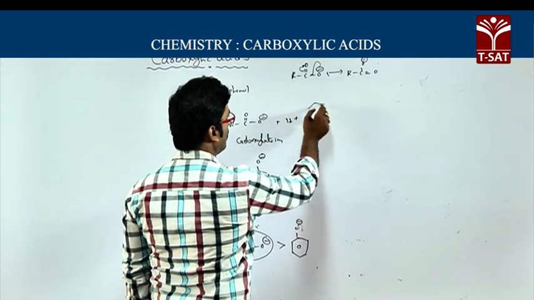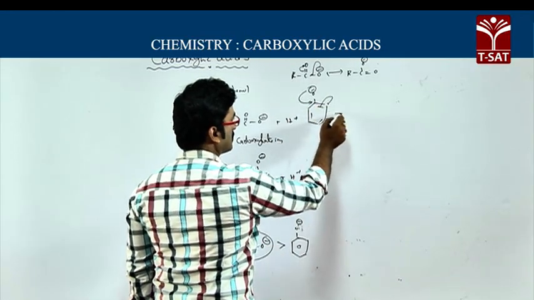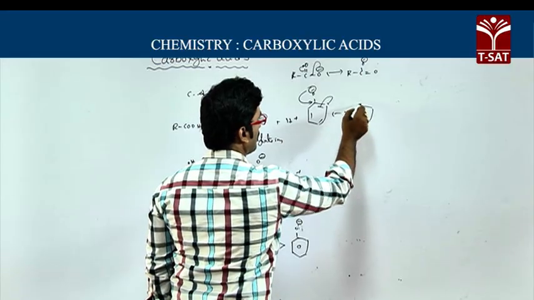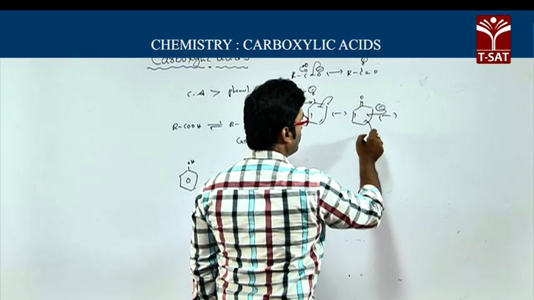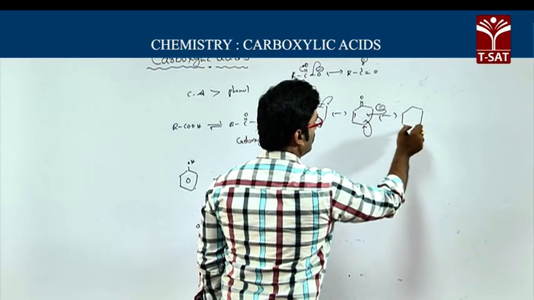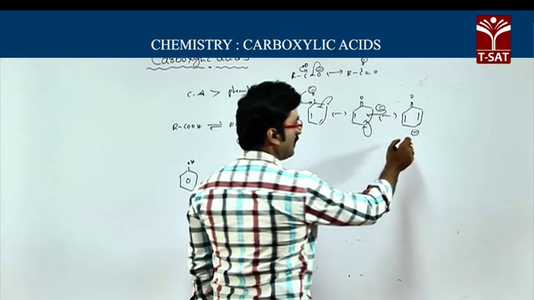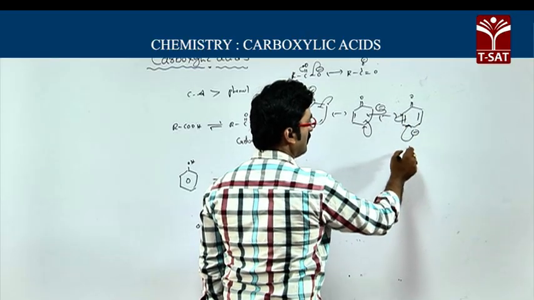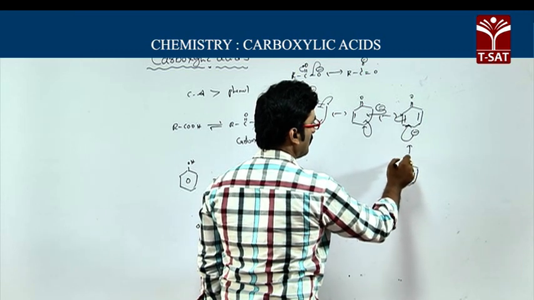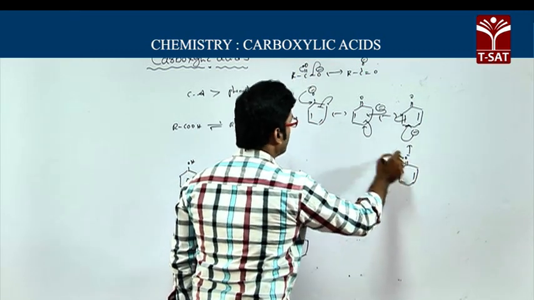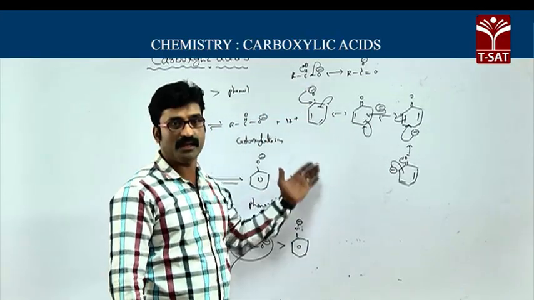But when it comes to the phenoxide ion, this is the phenoxide ion, and I am writing the resonating structures of the phenoxide ion. The negative charge on oxygen is involved here and taken by the carbon, and you will get double bond O minus. And here, when it is involved, it will be taken by the carbon and you will get another structure, and finally you will get this one, the phenoxide ion. And this has many resonating structures. The phenoxide ion has many resonating structures.